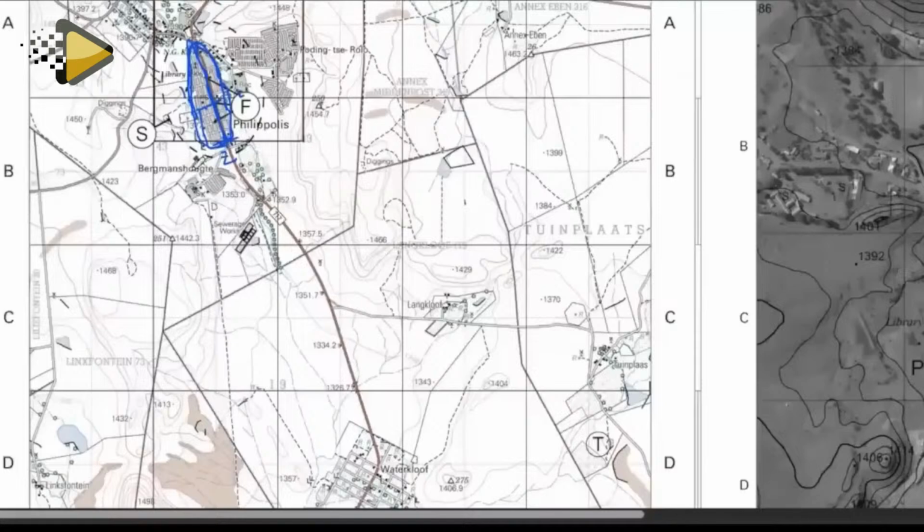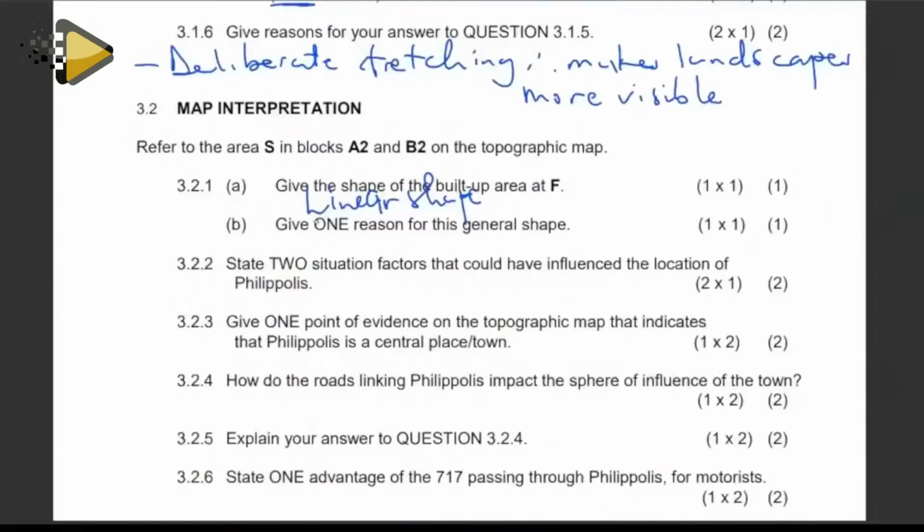So the major reason for having a linear settlement in that area is because the shape of the area is influenced by the road, which is R717. It is the one that is influencing the shape of this built-up area, because the buildings are ultimately following that route. Then it says state two situation factors that could have influenced the location of Philippolis.